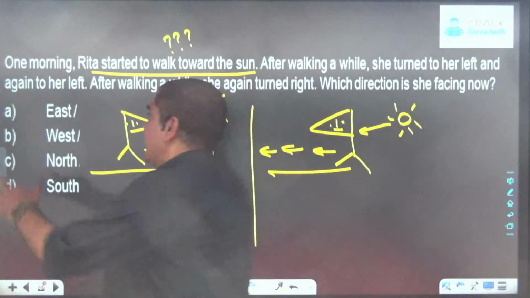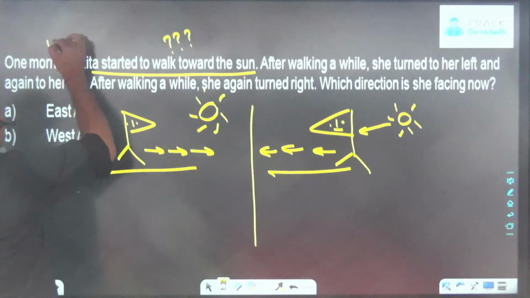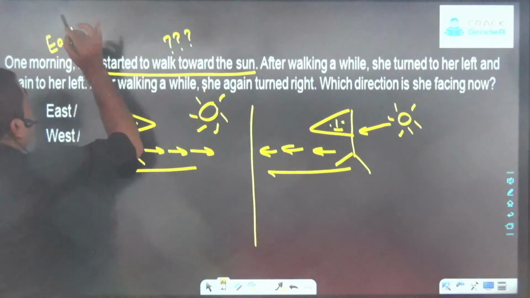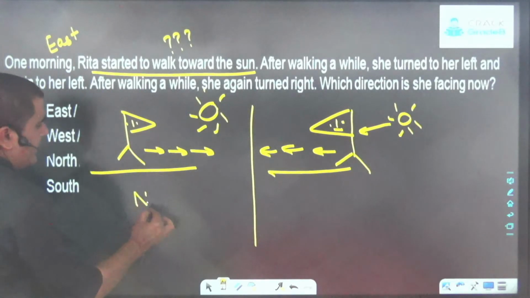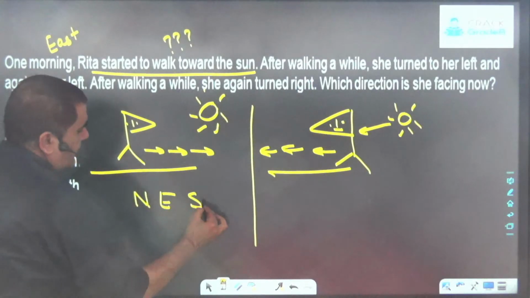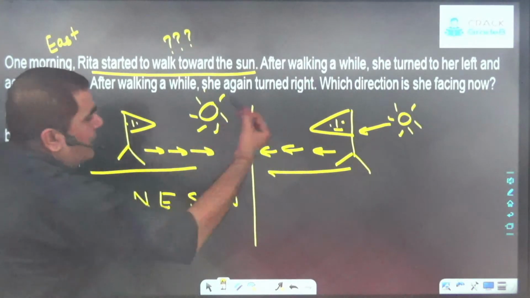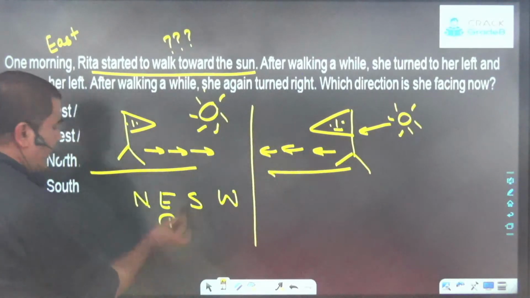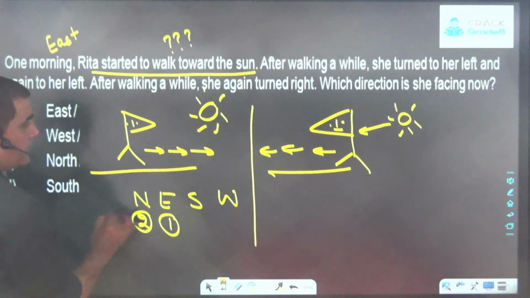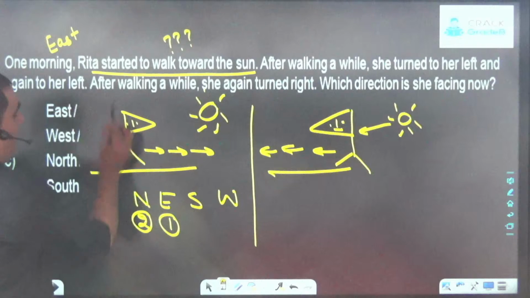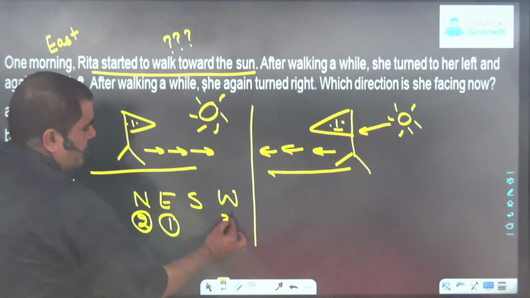Now here, they are saying one morning. Morning means what? Sun will be towards east. So Rita started to walk towards the sun. Towards means Rita will start moving towards east. After walking a while, she turns to her left. So left will be north. And again to her left. Again left will be west.